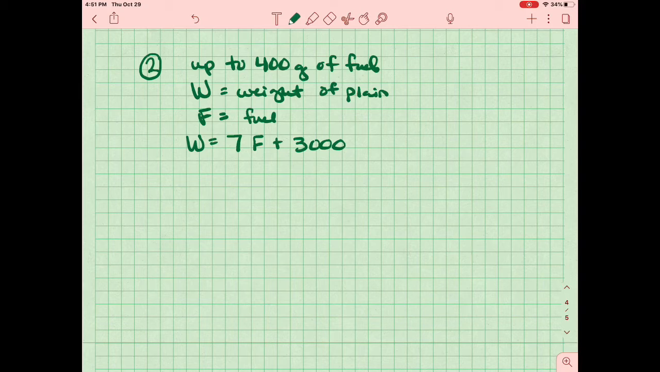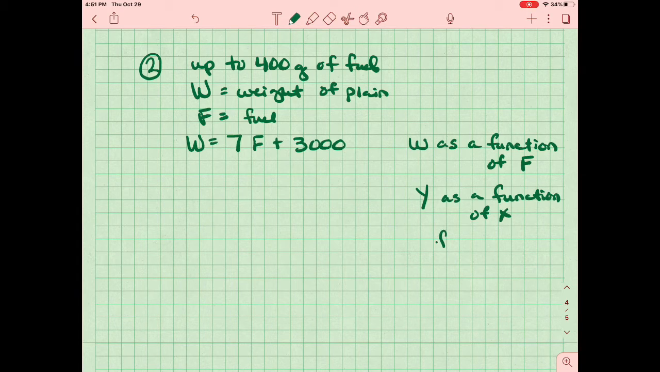And it says these words: W as a function of F. And what we usually have is Y as a function of X.